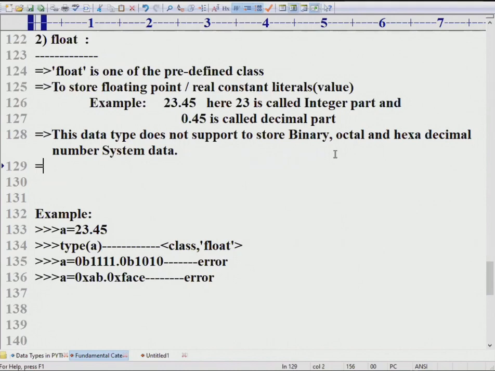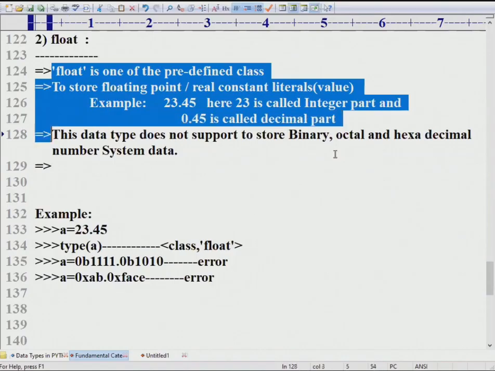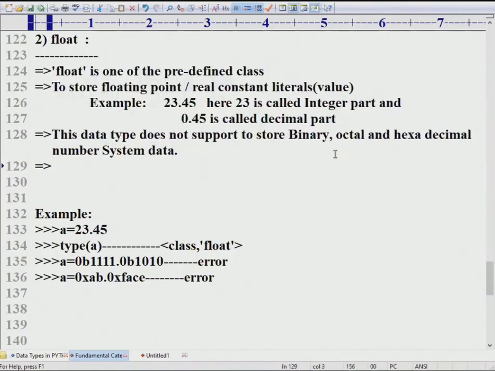Yes, now I am waiting for you. I am waiting for this line number 129 to tell you one important point. Come to all of you, these 2 points you write it. 3 points you write it. Now I am waiting for the 4th point.